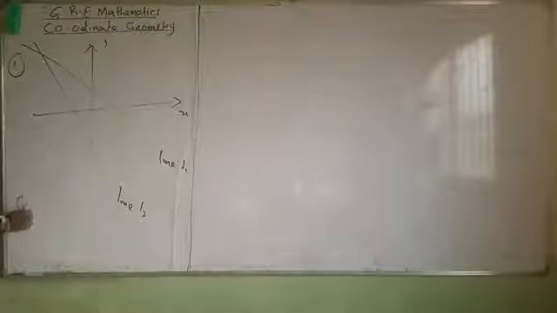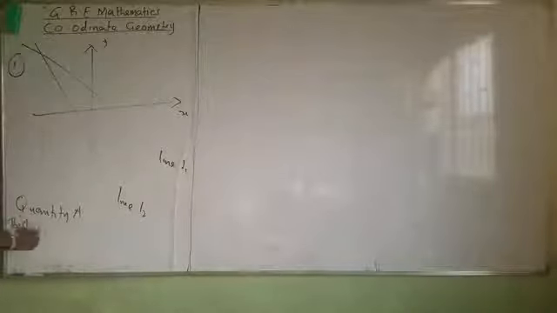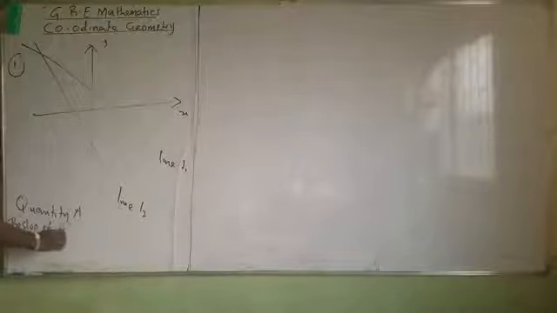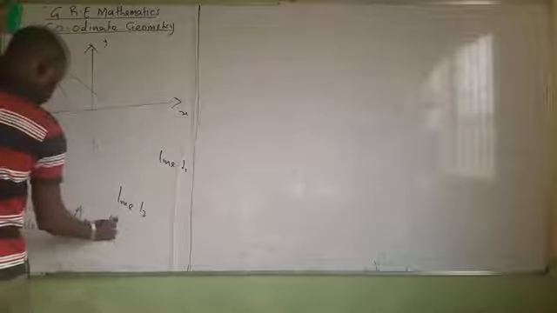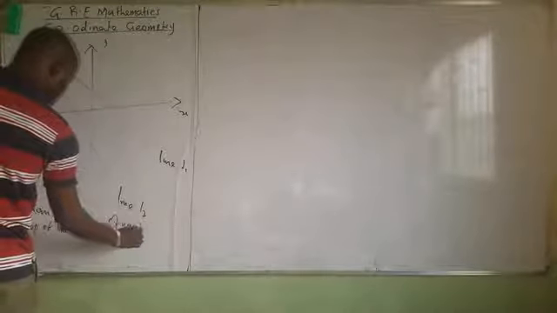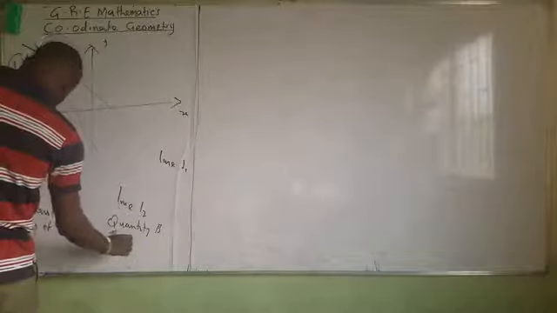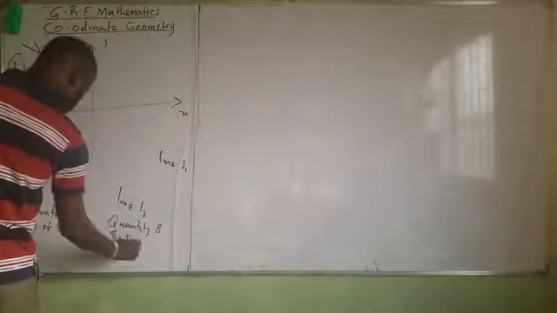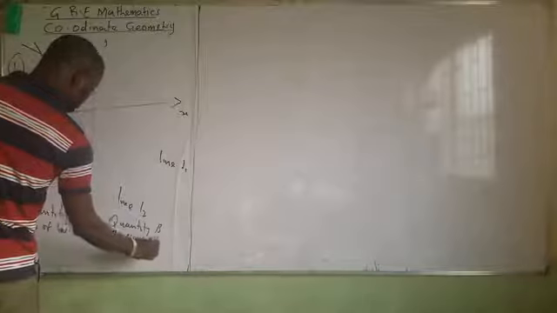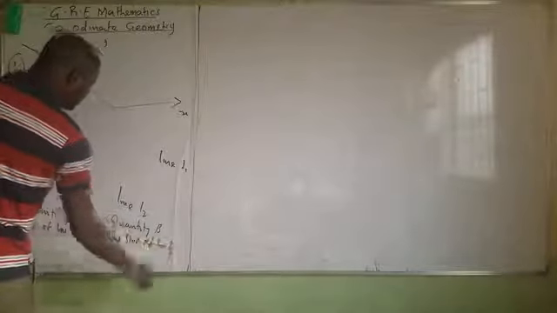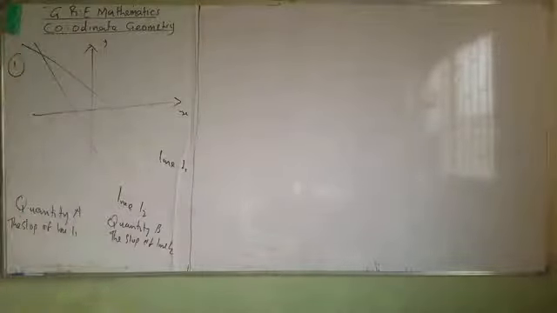Now, quantity A, which is what? The slope of what? Line L1, and quantity B, the slope of line L2. Now, what I just need to do here is a very simple question.